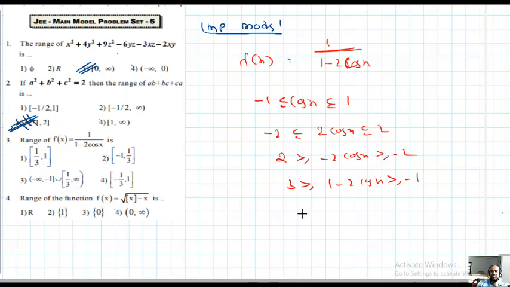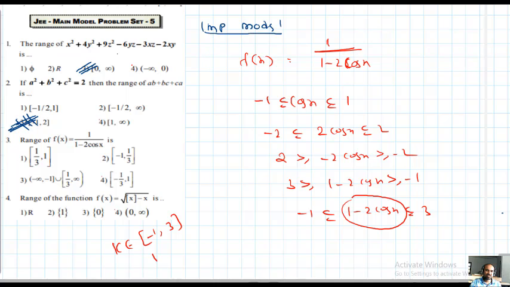Understood? Otherwise, I can say that minus 1 is less than or equal to 1 minus 2 cos x, which is less than or equal to 3. Now I want to find the reciprocal of this. Listen, students, if k belongs to the closed interval minus 1 to 3, how do we find 1 by k? That is interesting. 1 by k belongs to what?